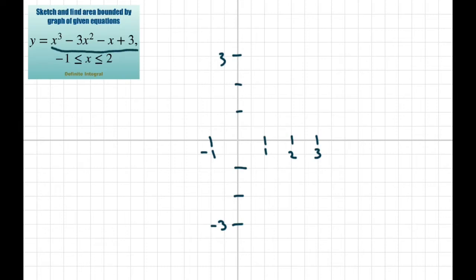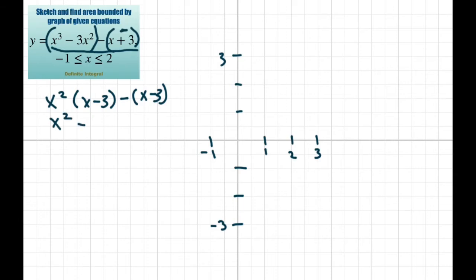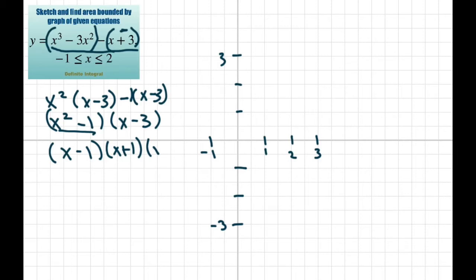I can pull out an x squared from this first term and write this as x squared times x minus 3. And then for this term, I'm going to pull out a negative, and that's going to turn it into x minus 3, because you have to change the sign there. Then I can group this as x squared minus 1, because there's a 1 there, times x minus 3. And I can expand this as x minus 1 times x plus 1 times x minus 3.